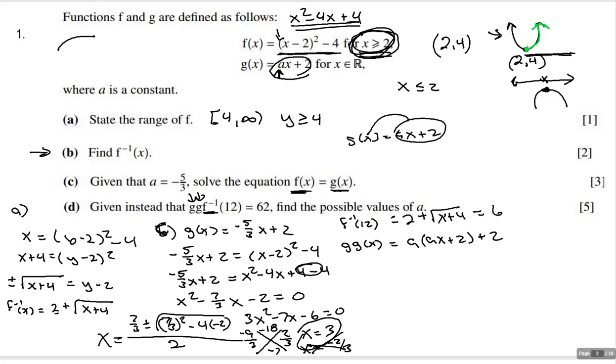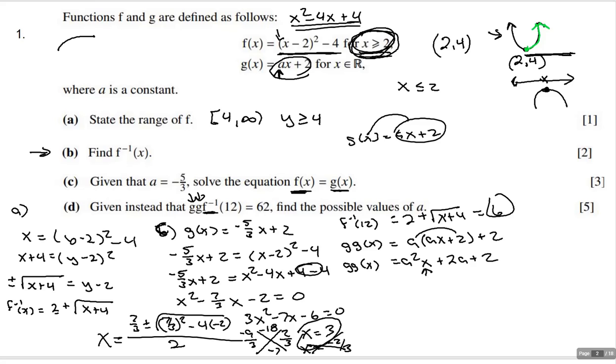Now, what can I do with this? Can I distribute this a little bit? What's a times a? a squared. a squared x, right? And then what's a times 2? 2a. Plus 2a, and then plus 2, yeah? All right, now this is g(g(x)). Now, what was the output of f inverse of 12? 6. Now, what this means is I go in and replace these x's, and there's only one of them, with a 6.